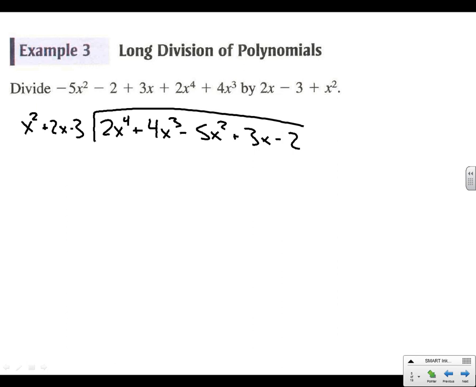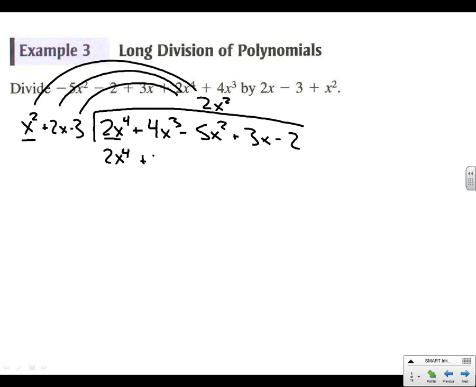All right, so 2x to the 4th divided by x squared is 2x squared. Move all the way down here. And multiply by all 3 parts now, all the way through. So we're going to get 2x to the 4th plus 4x cubed minus 6x squared. And nicely here, the x to the 4ths and the x cubeds cancel, and we're left with just x squared. Let's bring down the rest.